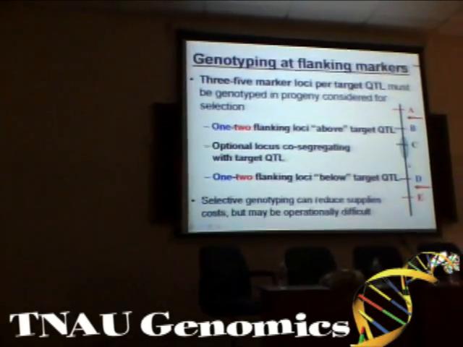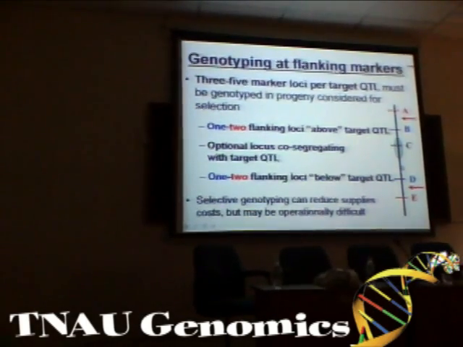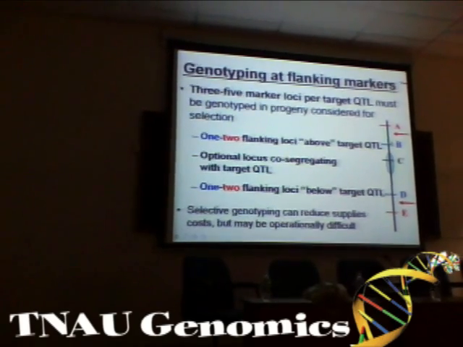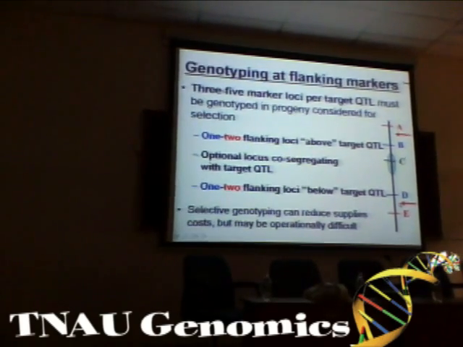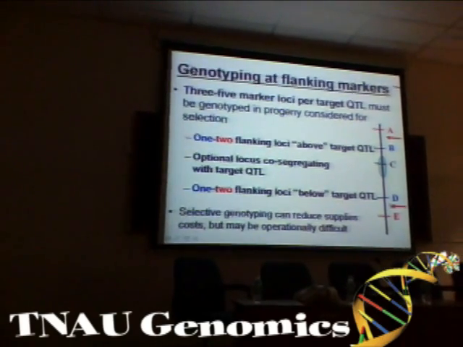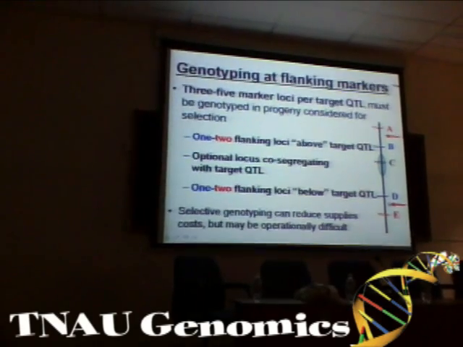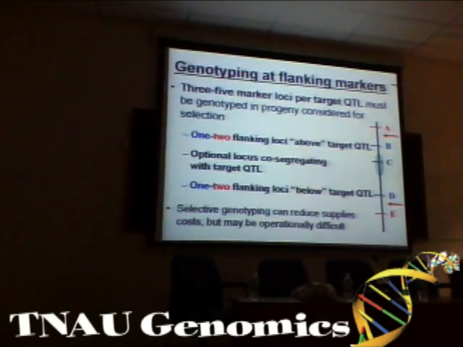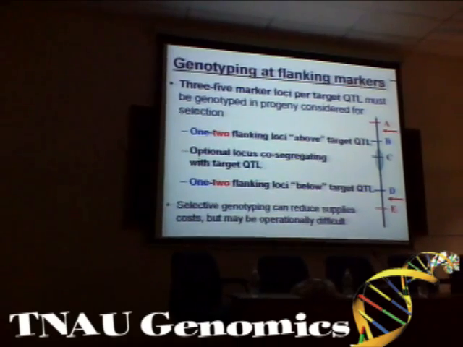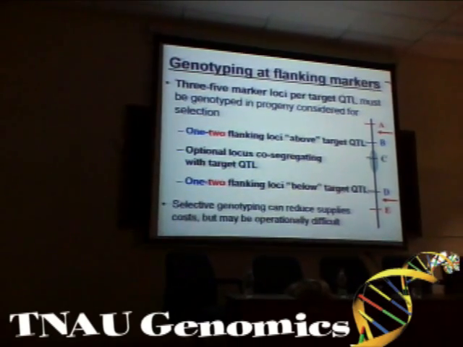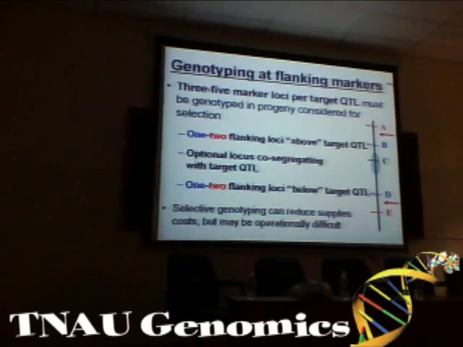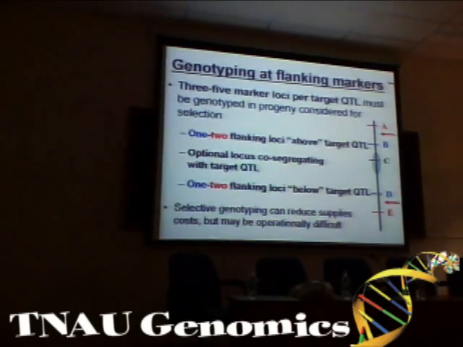2 on one side and 2 on the other. If you've got 2 markers on each side, then you can select for a recombination here or a recombination here. And even if you're working with a modest sized population, a couple of hundred individuals in your backcross generation or in an F2, you can find those recombinants, at least on one side or the other. It's very rare that you find them on both sides in one generation.